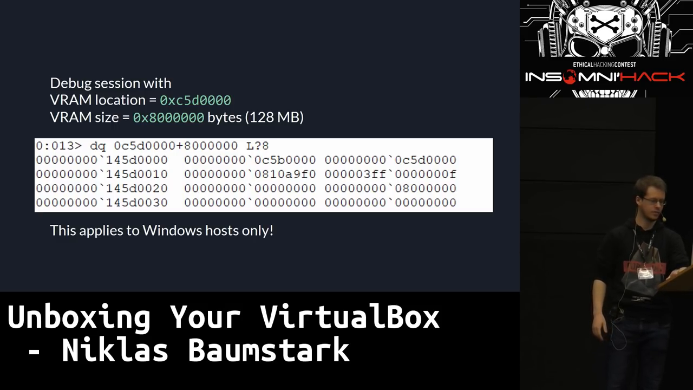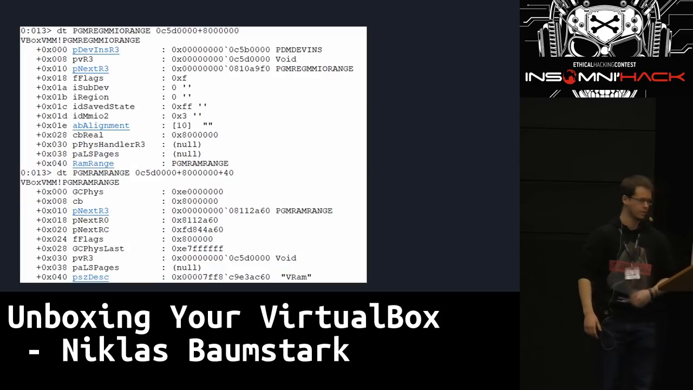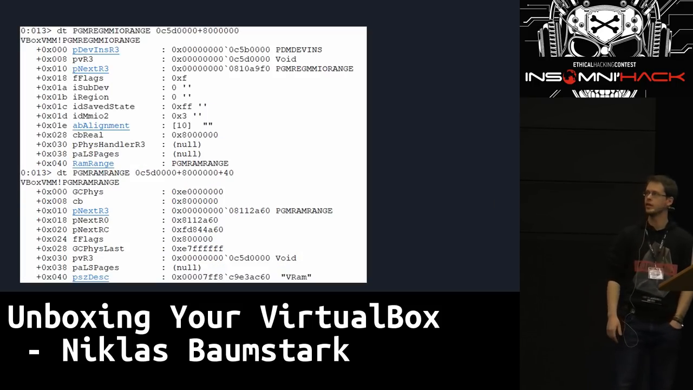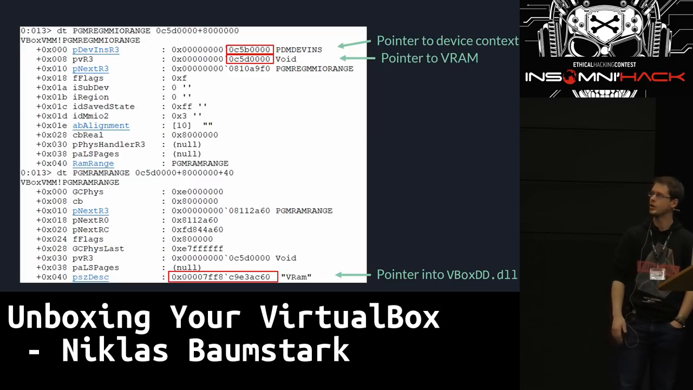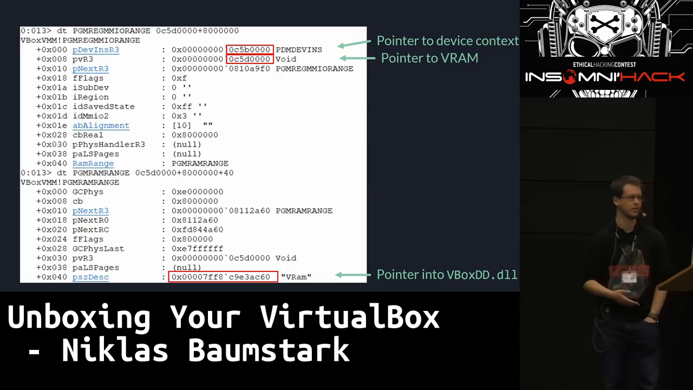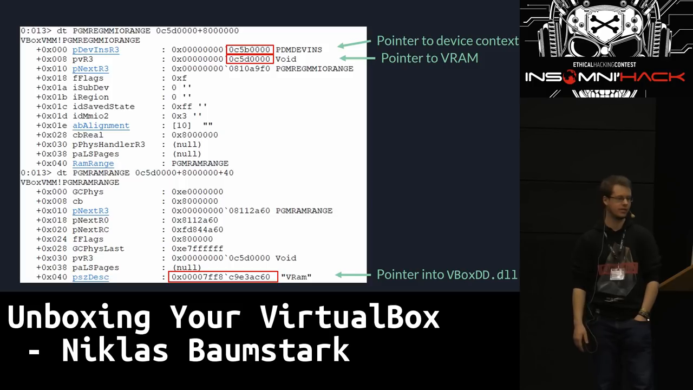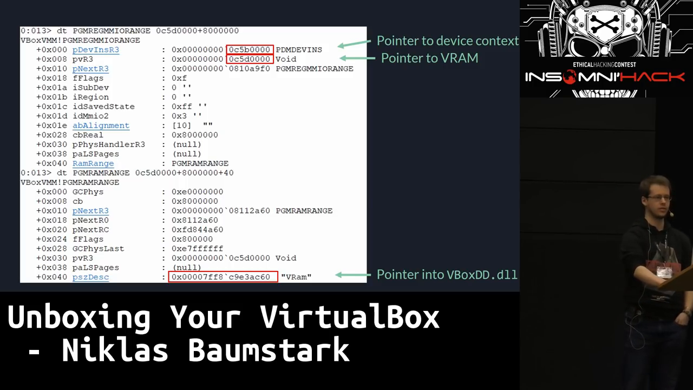Then I tried to find out what data structure that is, and it's called an MMIO range. It contains all kinds of interesting pointers. It contains a pointer to the VRAM, the size of the VRAM, a pointer to some context data structure for the VGA device, and it even contains a pointer into a DLL. So we already defeated ASLR with this as well.